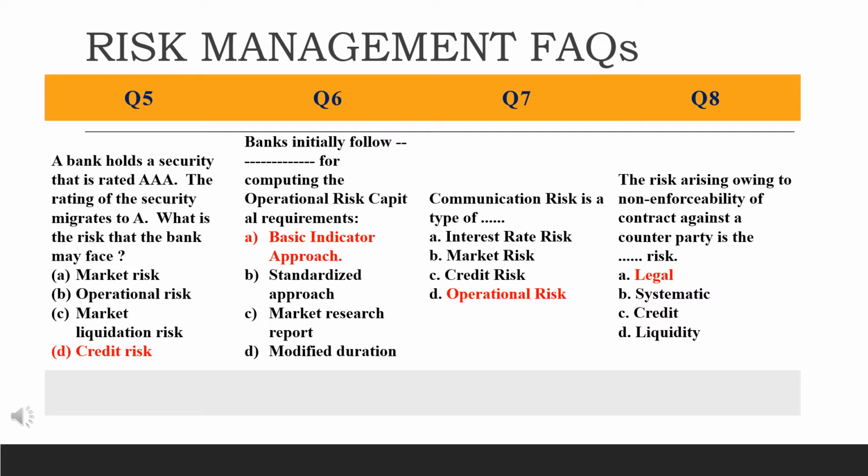The risk arising owing to non-enforceability of contract against a counterparty is the dash risk. Which risk? It's a legal risk. Why? Because the banks have a legal risk that an agreement entered into with the borrower may become unenforceable against the borrower. Legal risk is a part of operational risk.